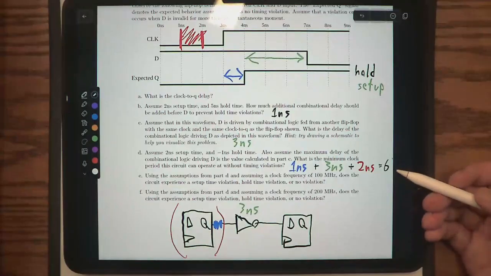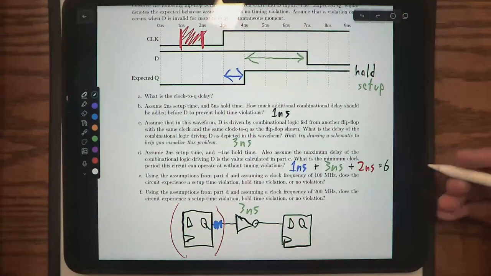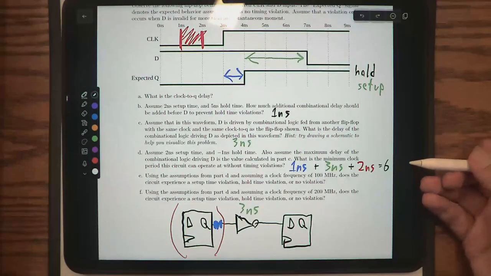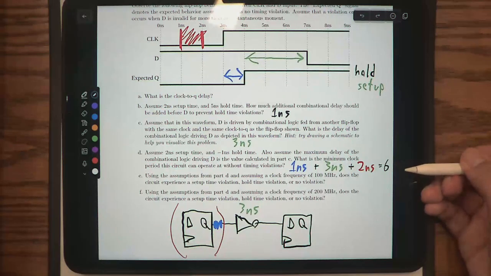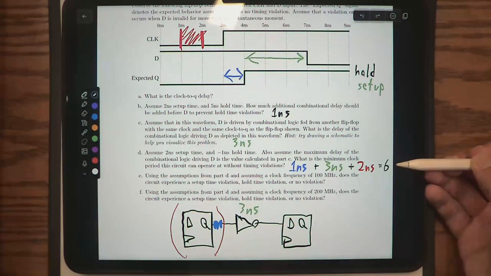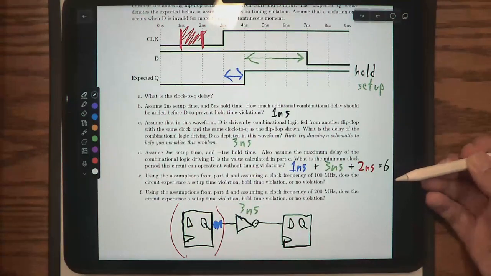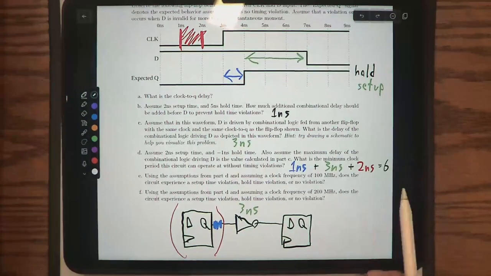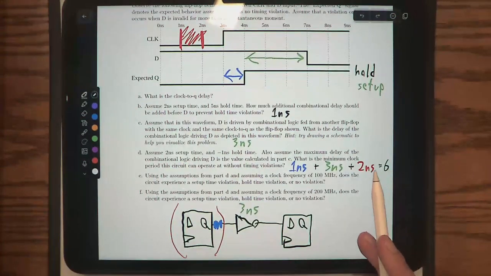Could we have a clock that had a longer period and still did not cause timing violations? I think so, yeah. Could we have a clock with a shorter clock period and not have timing violations? We could not. Okay, cool. So if we have a 6 nanosecond clock period.